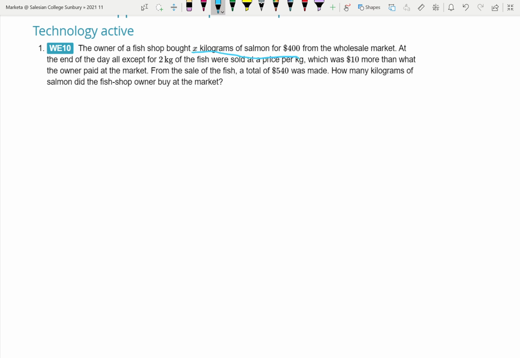So if we wanted to work out the number of kilograms, we would say 400 divided by the cost of each kilo. Or if we wanted to work out the cost per kilo, we'd say $400 divided by the number of kilograms. So if you had 10 kilos of salmon and you paid $400, you'd say, well, $400 divided by 10 would be the cost for 1 kilo. So with that in mind, 400 over X is going to be the cost of the salmon per kilo. So that's one piece of information we have. That's what that first bit is telling us.